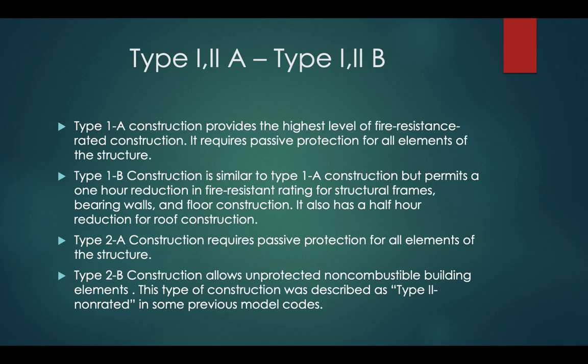Type 1B construction is similar to Type 1A construction, but permits a 1 hour reduction in fire resistant rating for structural frames, bearing walls, and floor construction. It also has a half-hour reduction for roof construction. Type 2A construction requires passive protection for all elements of the structure. Type 2B construction allows unprotected, non-combustible material elements. This type of construction was described as Type 2 non-rated in some previous model codes.